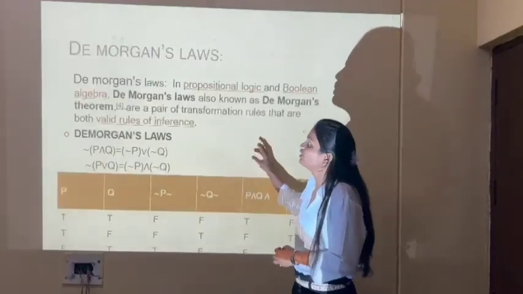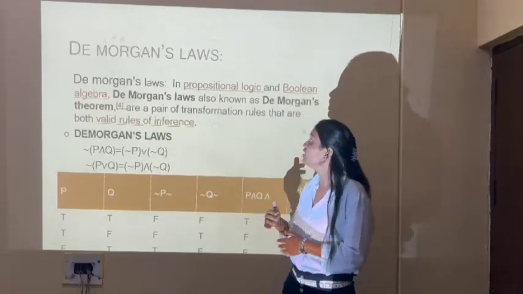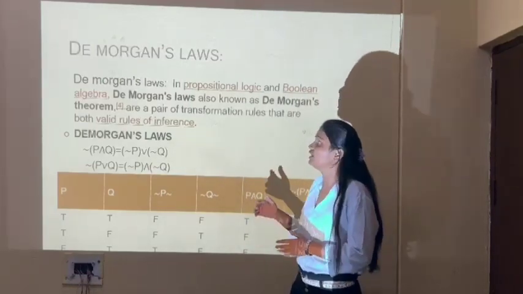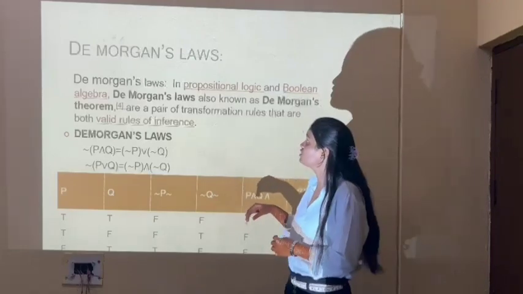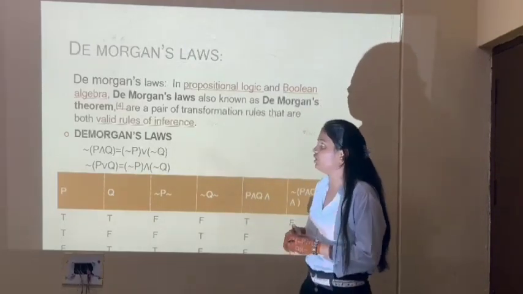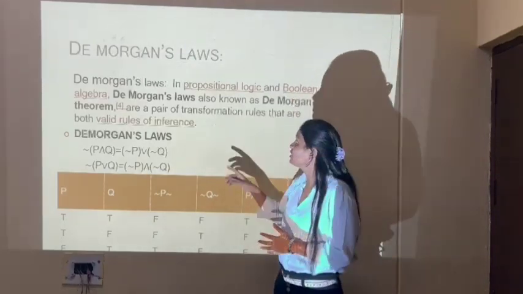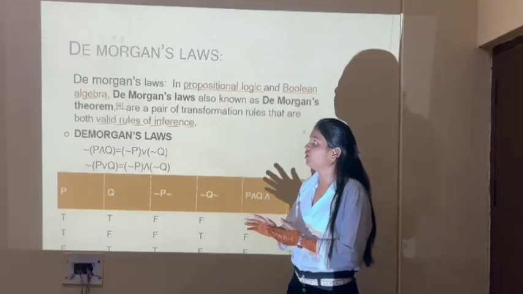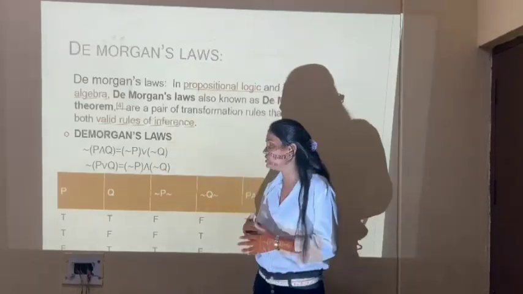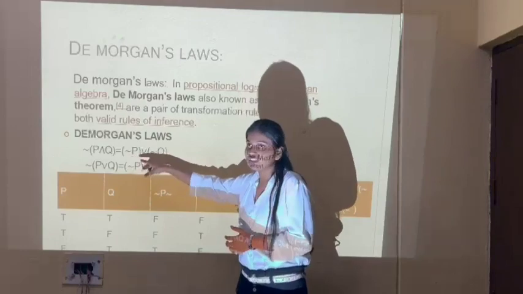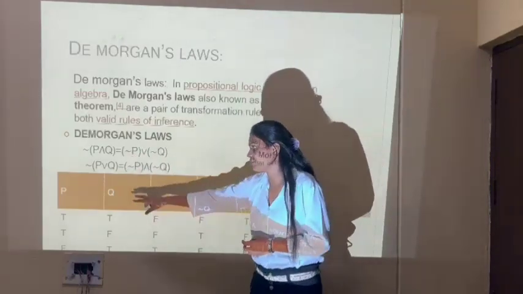De Morgan's laws in propositional logic and Boolean algebra are also known as De Morgan's theorem. They are transformation rules that are valid rules of inference. De Morgan's law. Statement of De Morgan's law.